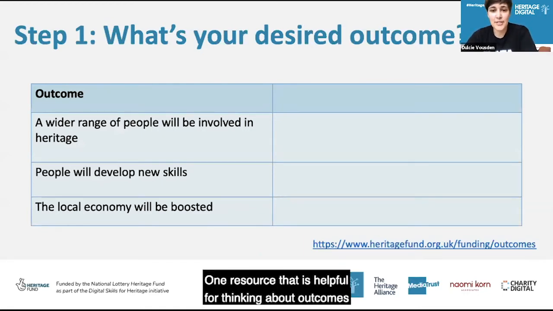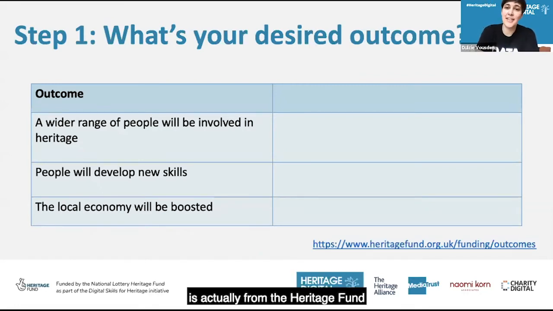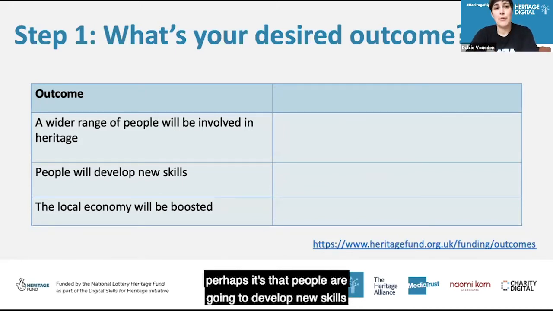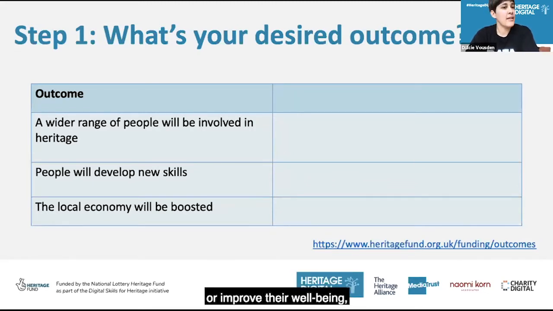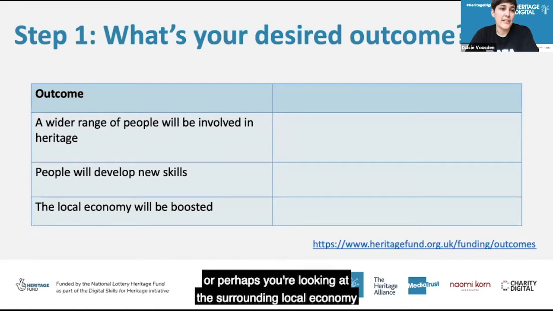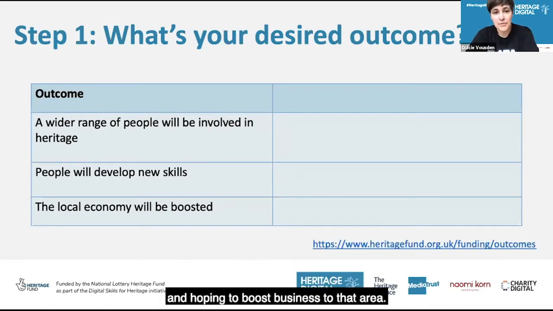One resource that is helpful for thinking about outcomes is from the Heritage Fund, who outline 9 outcomes for projects that they're funding. So perhaps for you, an outcome you are hoping to achieve is that a wider range of people will be involved in heritage. Perhaps it's that people are going to develop new skills or improve their well-being, or perhaps you're looking at the surrounding local economy and hoping to boost visits to that area.